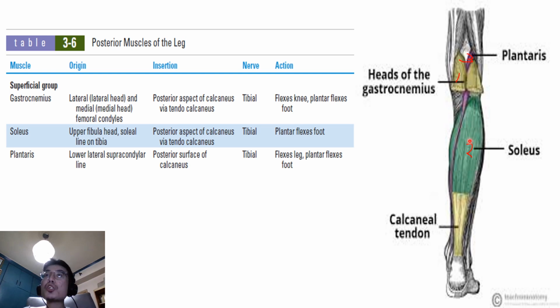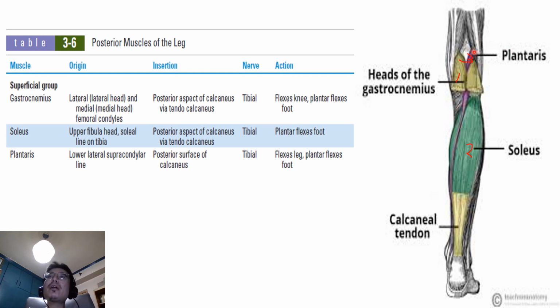Beneath the gastrocnemius is the soleus. The soleus originates from the upper fibular head and the soleal line on the tibia, while it inserts into the posterior aspect of the calcaneus via the tendocalcaneus. This is the tendocalcaneus or the calcaneal tendon. It's also innervated by the tibial nerve, and its function is to plantar flex the foot.